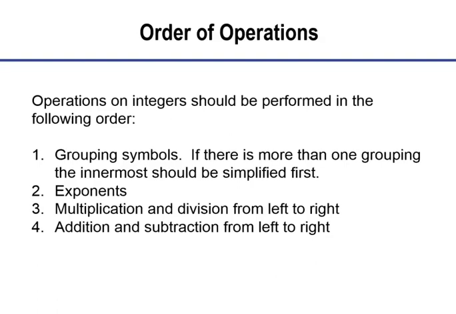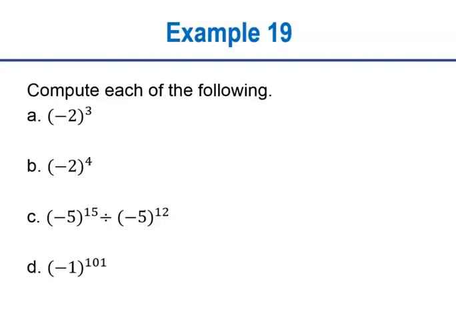It could be multiplication, it could be division, and then finally the last step is addition and subtraction in the same manner from left to right. If addition comes first on the left, then you do it. If subtraction happened to be first, you would do it. So let's do a few examples where we're using order of operations.